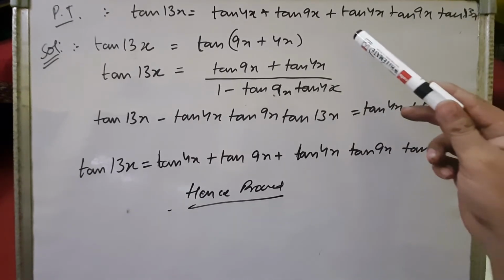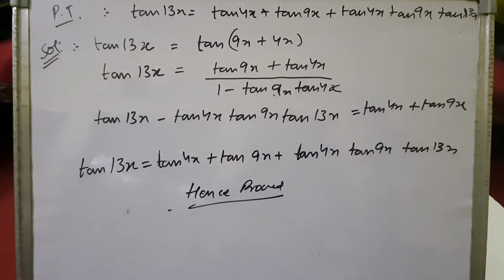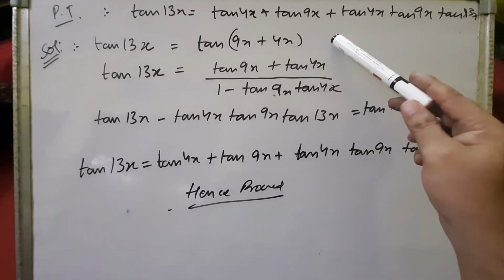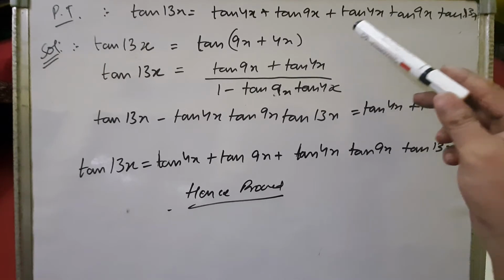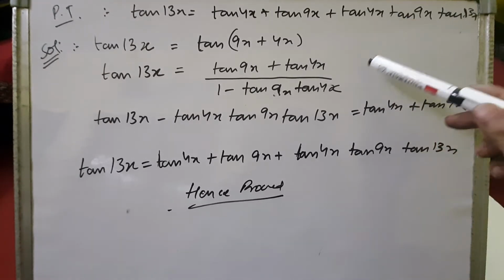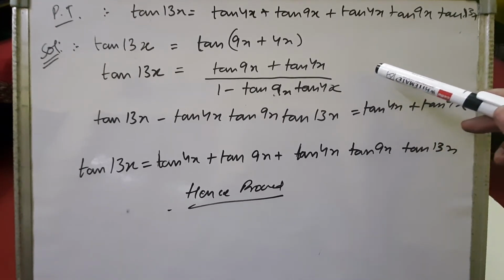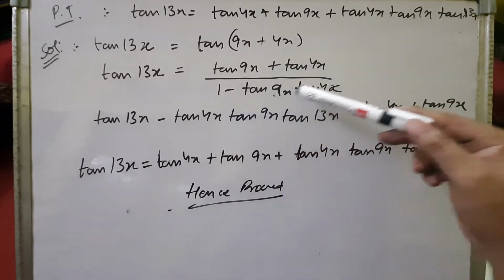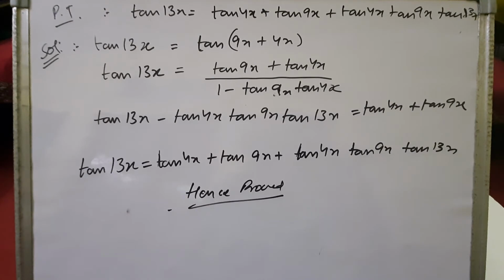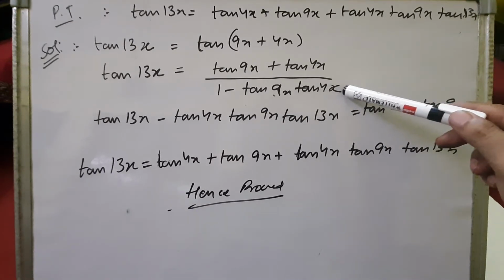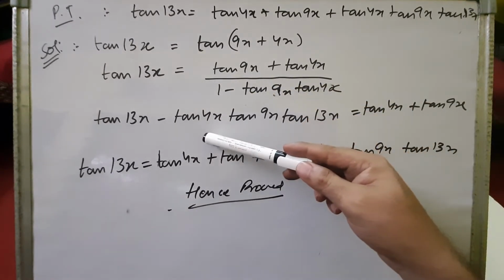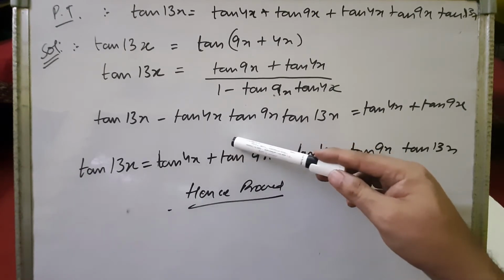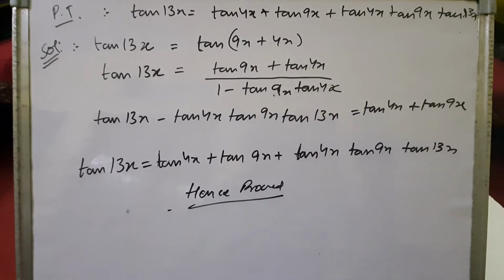Tan 13x can be written as tan of 9x plus 4x. So here you can see that it is written in tan a plus b form, where a is 9x and b is 4x. So we can apply the formula. Let's apply the formula tan a plus b as tan a plus tan b upon 1 minus tan a tan b. Right, children? So when we cross multiply this denominator here, it will become tan 13x minus tan 4x, tan 9x, tan 13x. And here it is the numerator, tan 4x plus tan 9x.